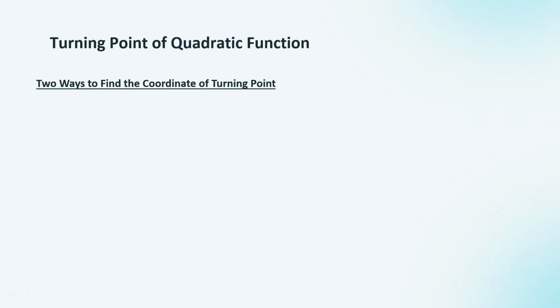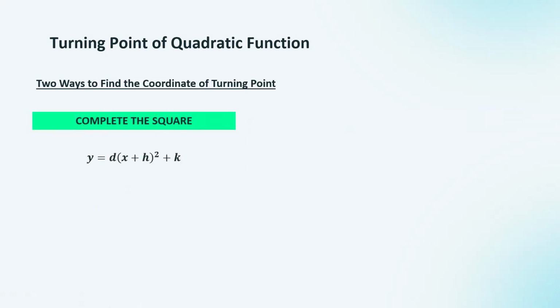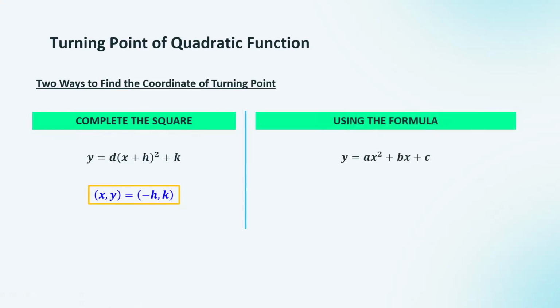There are two ways to find the coordinate of the turning point. The first one is if you complete the square. If you complete the square, the quadratic function should be in the form of y equals d times x plus h squared plus k, and the turning point is going to be -h, k. This is the first method. The second one is if you want to use the formula directly, so you don't have to complete the square, you can just use the direct formula.